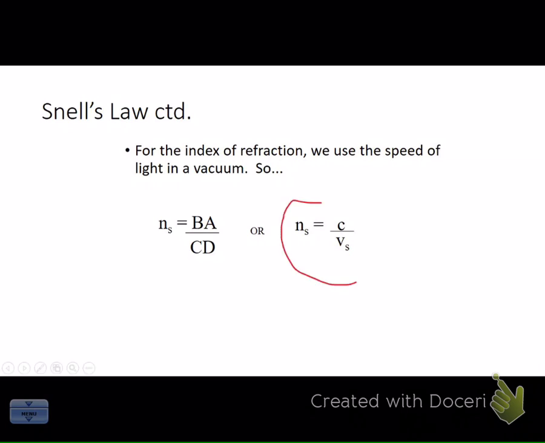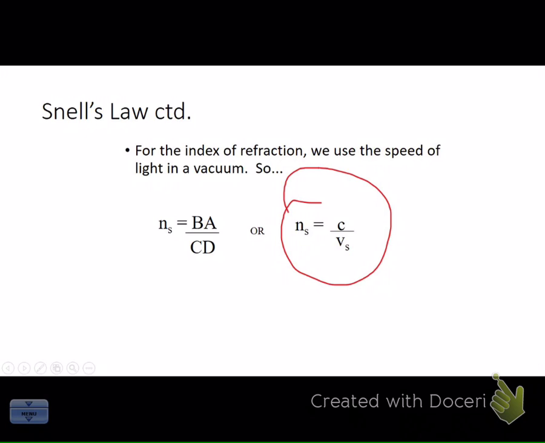So here is how we would actually calculate a very specific index of refraction. All we need to know is the speed of light, which is a constant, and then if we could somehow measure the velocity of the light traveling through any other medium, we can really quickly calculate the index of refraction for that substance. So we would have to use some experimental physics to do that.